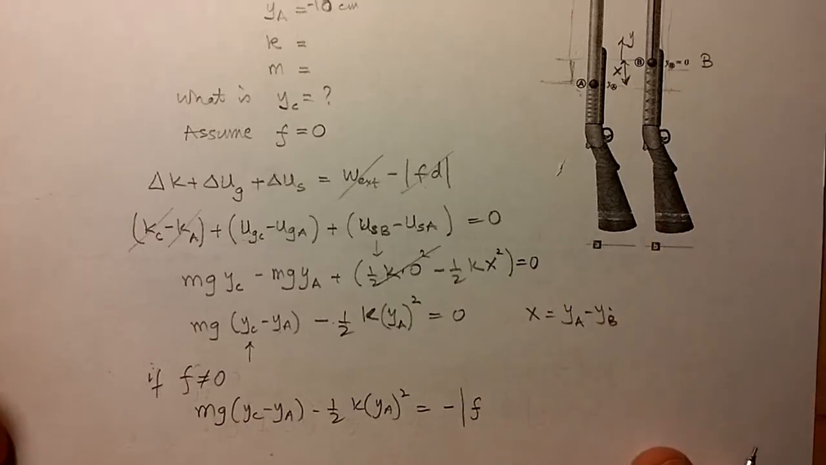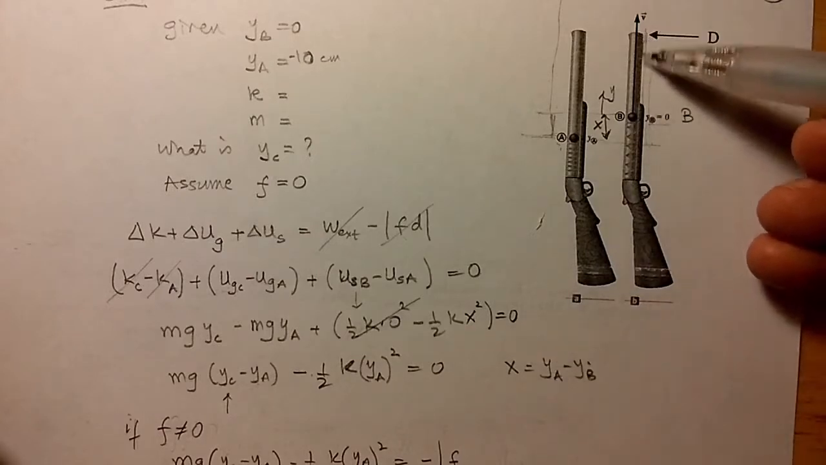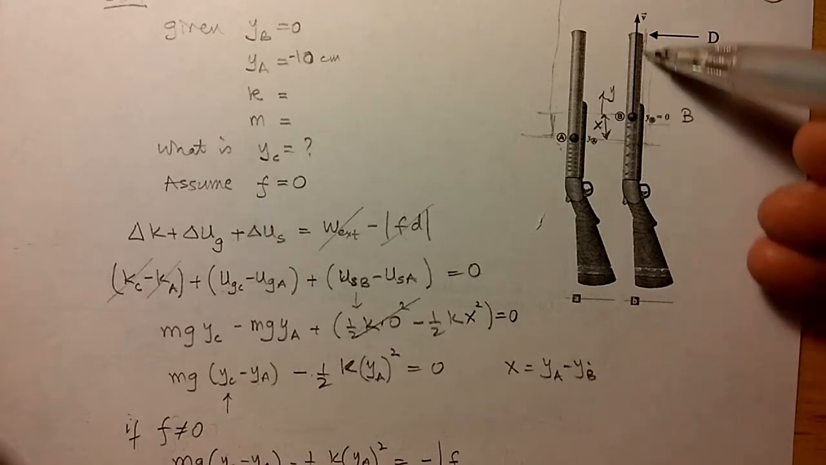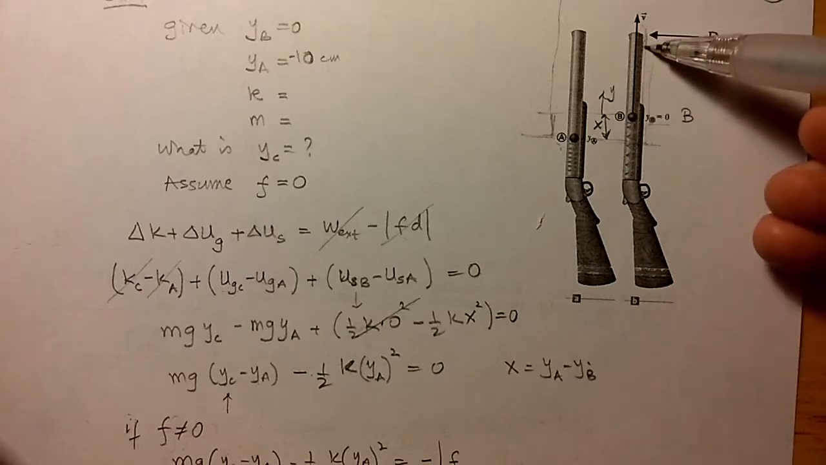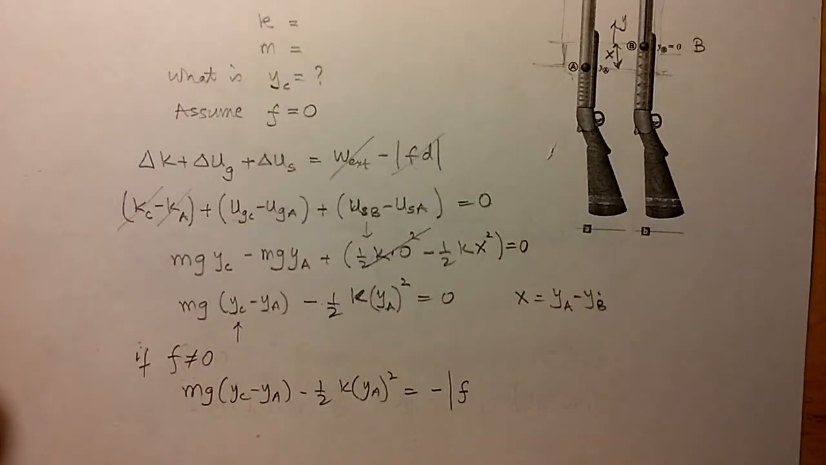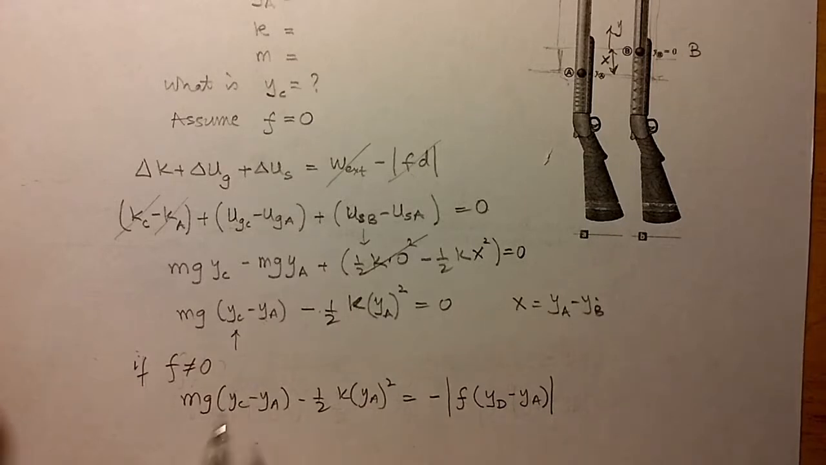So if we know the value of friction, the distance d is going to be from A to D. That's the length inside the barrel in which the ball will experience friction. So it's going to be yD minus yA, in absolute value. If we solve this, we can get the value of yC.